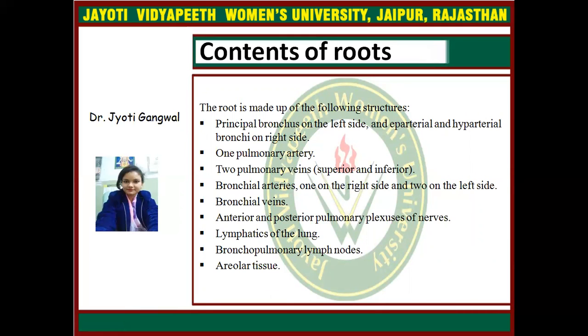Now the contents of the root. The root is made up of the following structures: principal bronchus on the left side, and eparterial and hyparterial bronchi on the right side, then one pulmonary artery, two pulmonary veins, superior and inferior, bronchial arteries, one on the right side and two on the left side, bronchial veins, anterior and posterior pulmonary plexus of nerves, lymphatics of the lung, bronchopulmonary lymph nodes, areolar tissue.